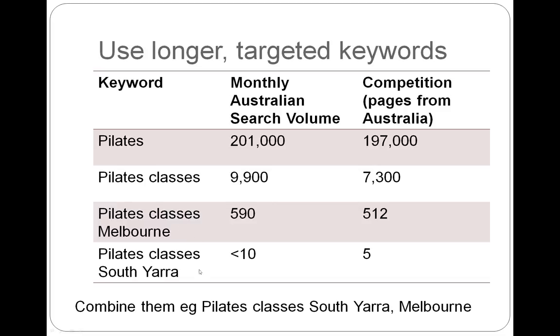And then if we take that a step further to Pilates classes South Yarra, really, really low search volume, less than 10 per month, but also only 5 websites are optimised for that phrase, so that's kind of the low-hanging fruit that will get you to Google page 1 fastest. So what's a good idea? Combine all the words into one phrase like I have down here.